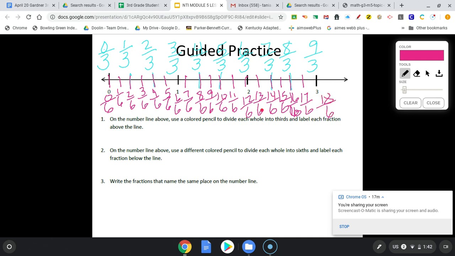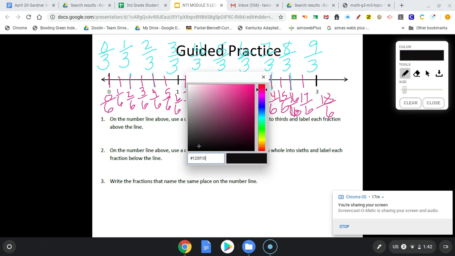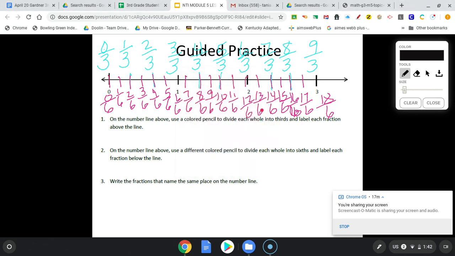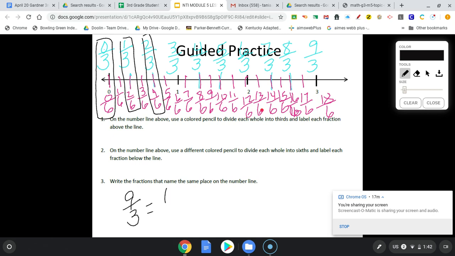So what fractions name the same place on the number line? We can look and see that 0 thirds and 0 sixths name the same point. 1 third and 2 sixths name the same point. 2 thirds and 4 sixths name the same point. And you keep going. You write down as many as you see. 9 thirds equals 18 sixths. Write as many as you can that name the same point on the number line. You're doing excellent work. Keep it up.